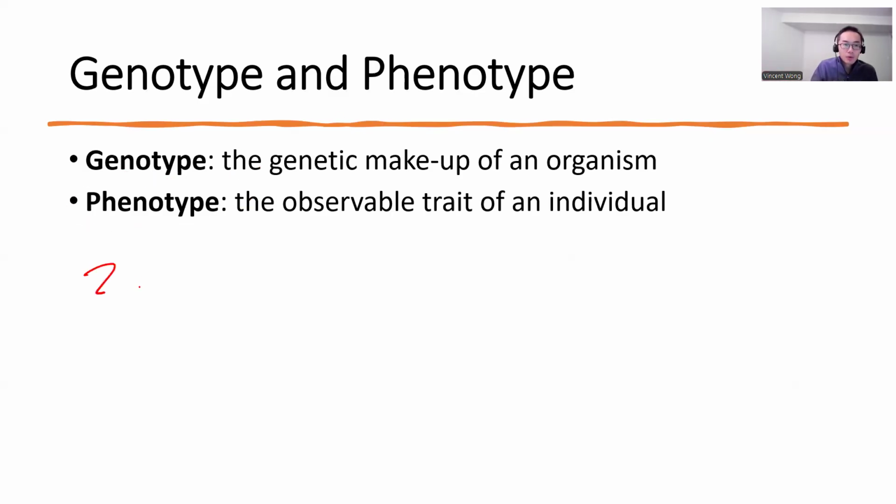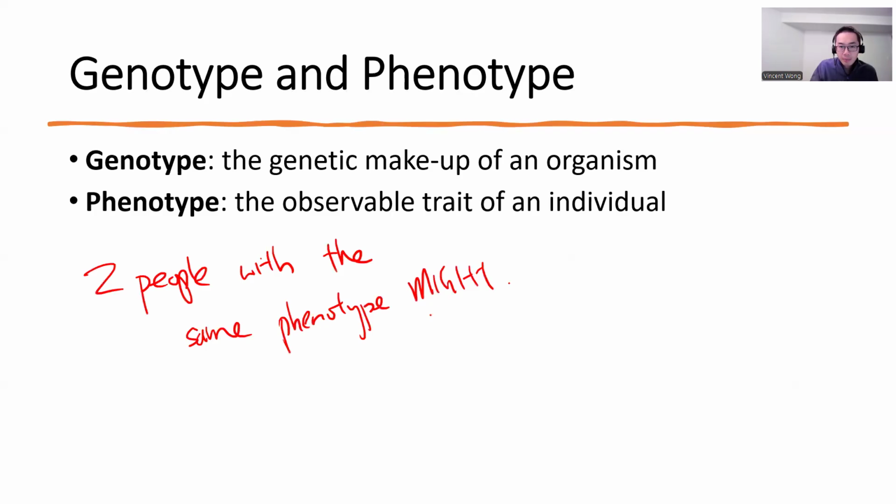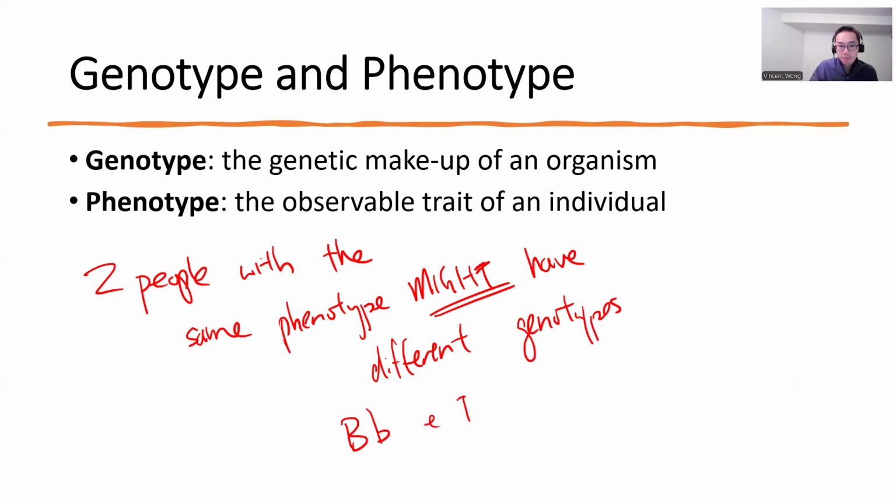Okay. So two people with the same phenotype might have different genotypes. For example, big B, big B, and big B, small b, both have brown eyes. I keep on using the eye example because it's easy, but it applies to other situations as well.